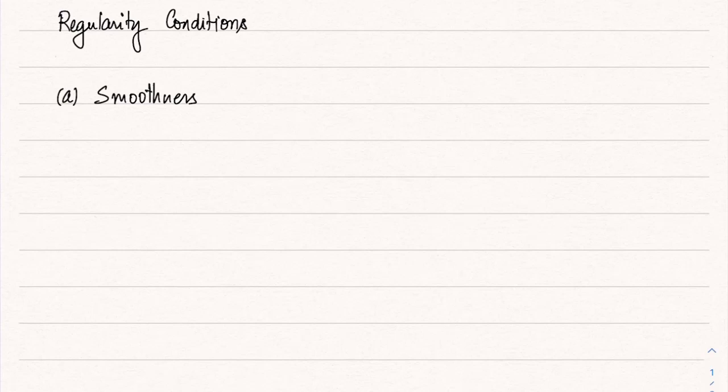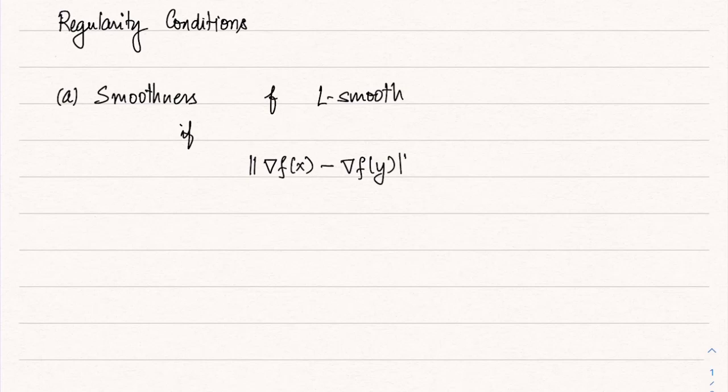A function f is said to be smooth, or I should say L smooth, if it satisfies this condition. So it satisfies norm of gradient f of x minus gradient f of y is less than or equal to L times norm of x minus y. So this is the L smoothness condition for a function f. Obviously f has to be differentiable for smoothness to make sense because gradient is used. So only for differentiable functions we define the L smoothness property.